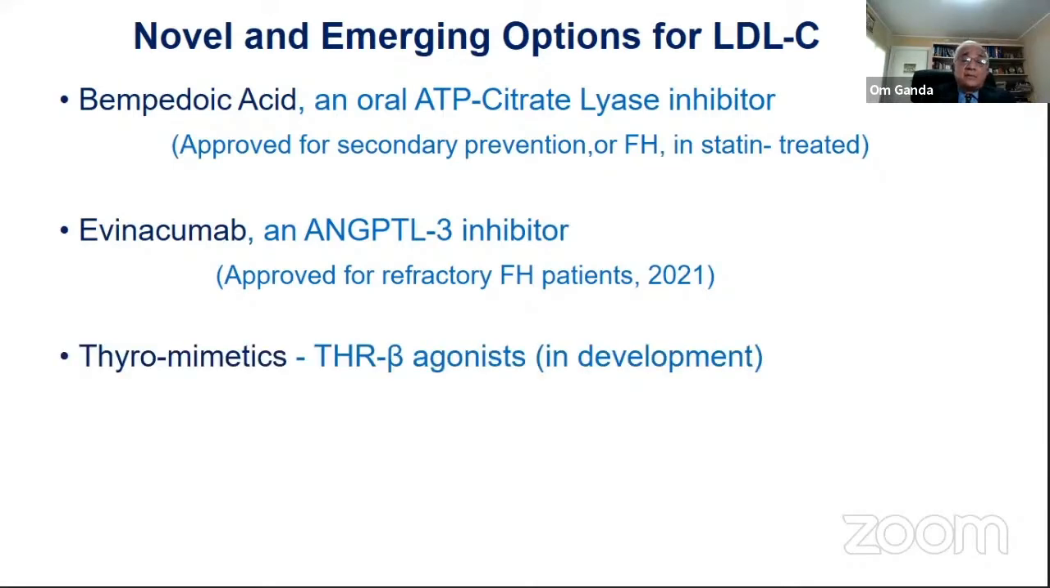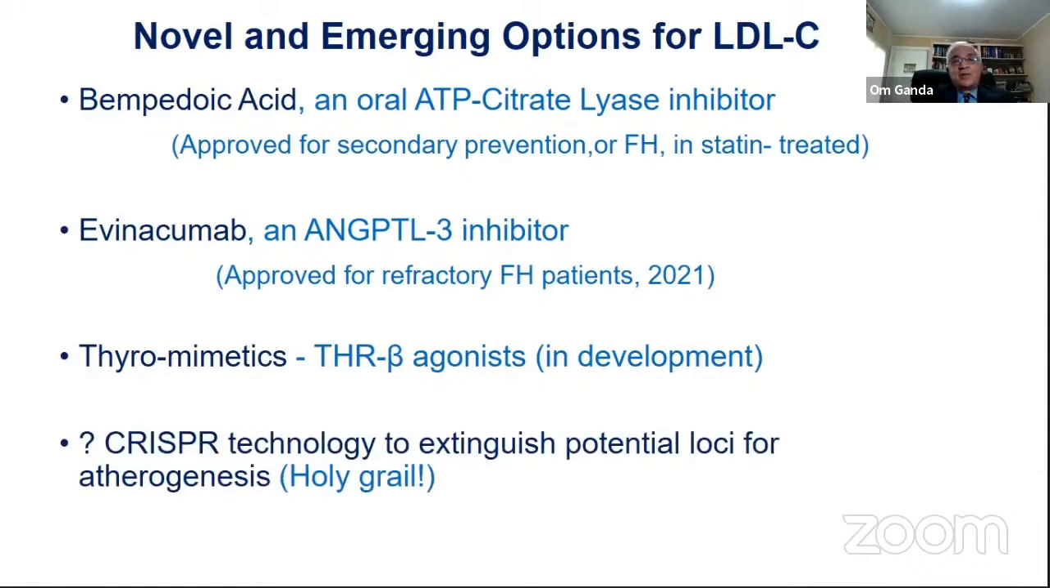And there are some thyromimetics. It's an old story that is still being developed. The old thyromimetics were actually discontinued because they had a lot of thyroxine-like effects as side effects, because they were not selective for the THR receptors, the thyroid hormone receptors. But this particular progress now is taking place with the thyroid hormone beta receptor, which is more specific for cholesterol reduction. And who knows, someday we might be talking about CRISPR technology to totally extinguish not only the cholesterol issue, but the potential loci for atherogenesis. There are so many different steps through which cytokines and various other loci lead to atherosclerosis, a topic for another time.